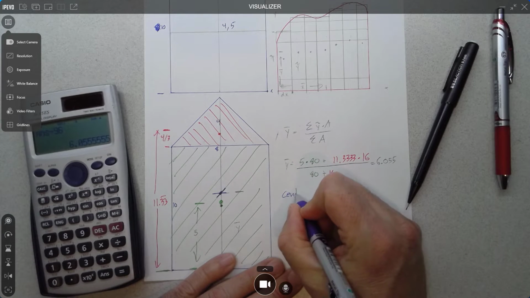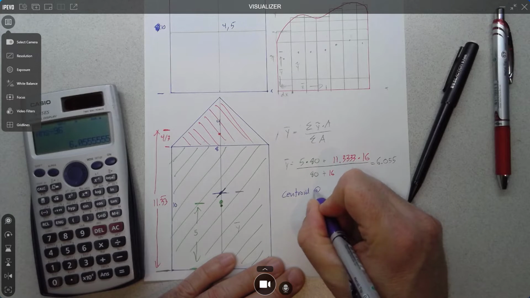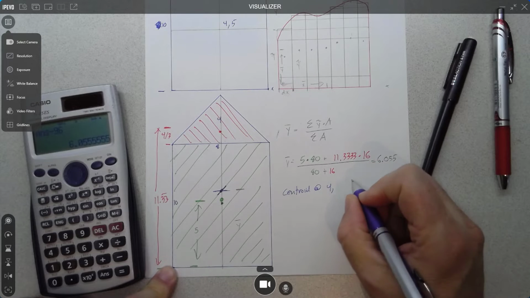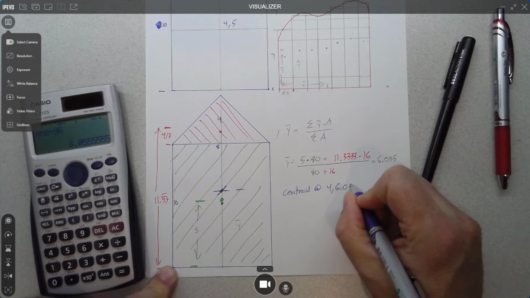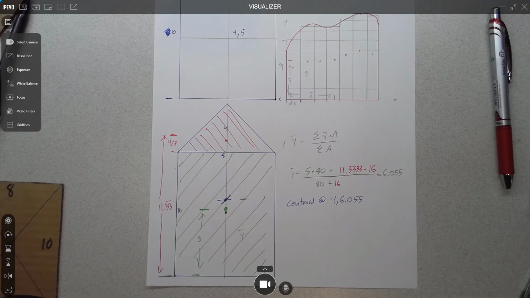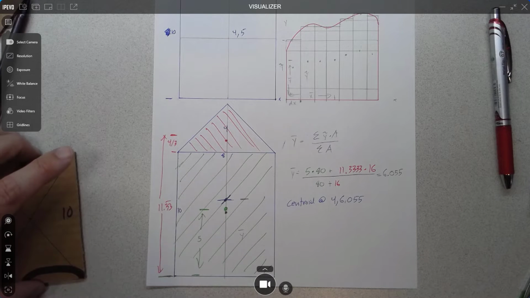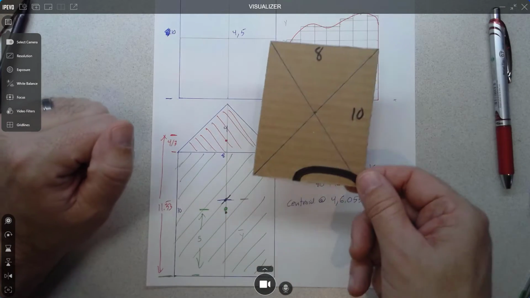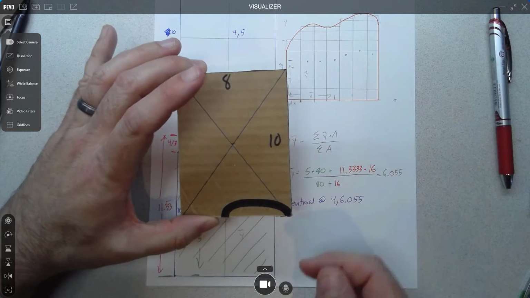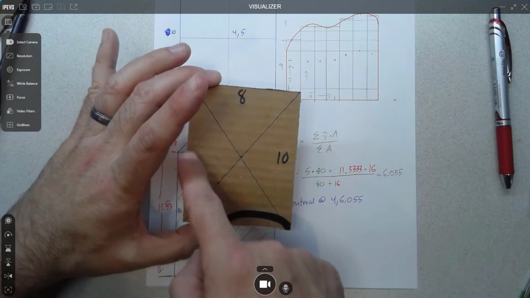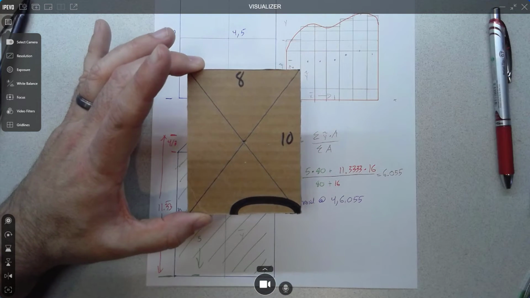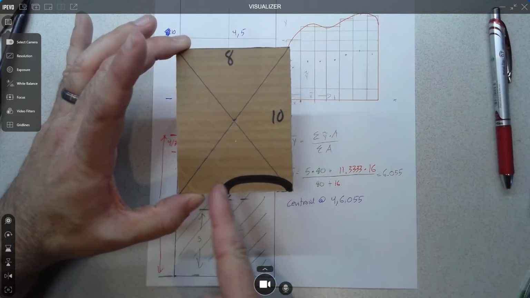So centroid at, along the x-axis, it's right on the axis of symmetry, so it's at 4, 6.055. So here I've cut out of cardboard a rectangle that matches that top one with a width of 8 and a base of 10, or height of 10. So I found axis of symmetry by just connecting the opposite corners, and where they intersect is the centroid. So that would be 4, 5 over.